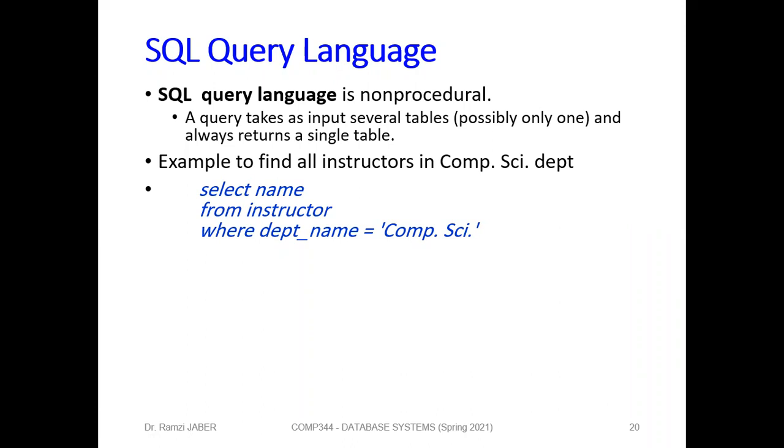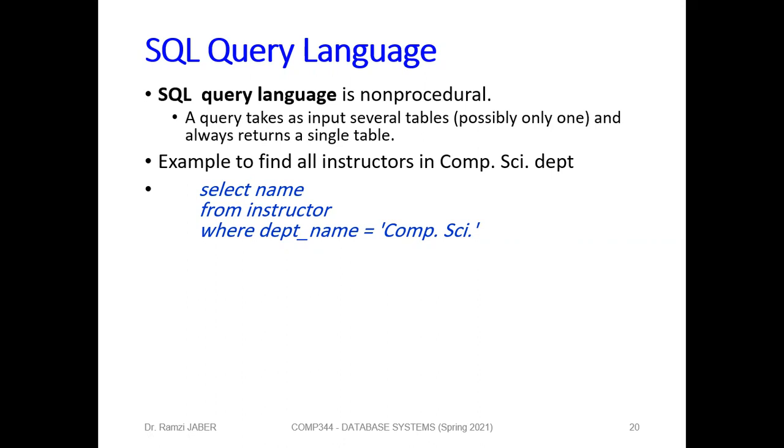So select one field, two fields or three fields, whatever, from one table, two tables or three tables. Where is the condition? Where department name equals 'computer science' in single quotes, because it's a string. If it's an integer, it's without single quotes. So this example will show us, from the instructor table, that the output will be a one-column table.